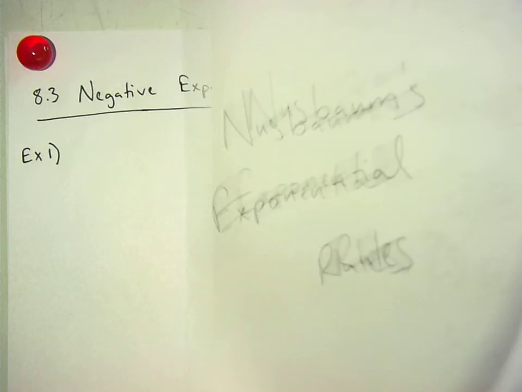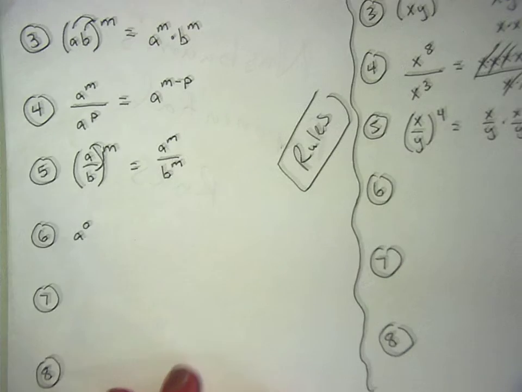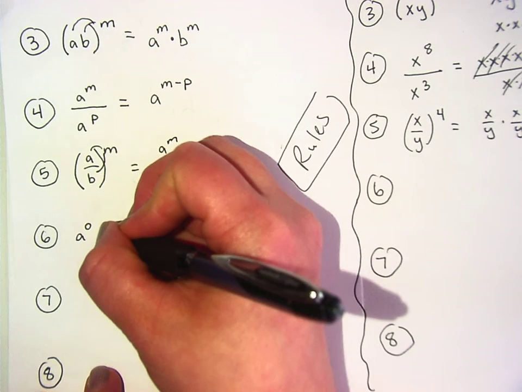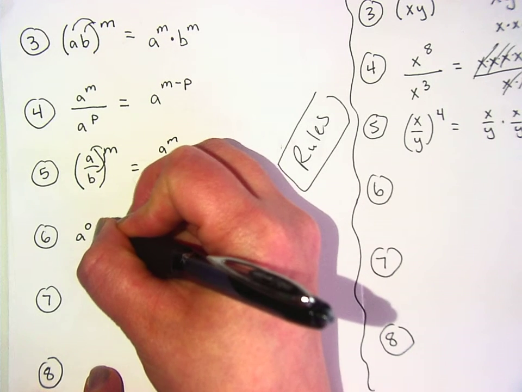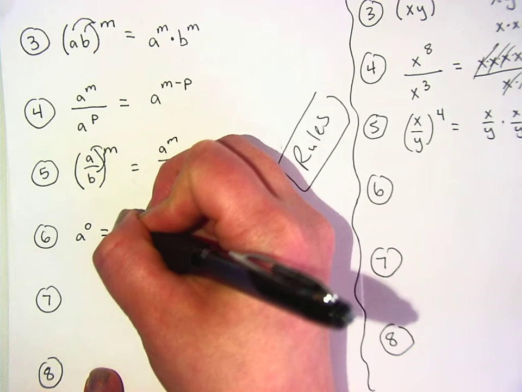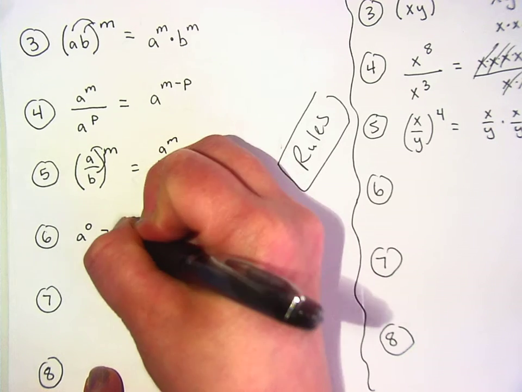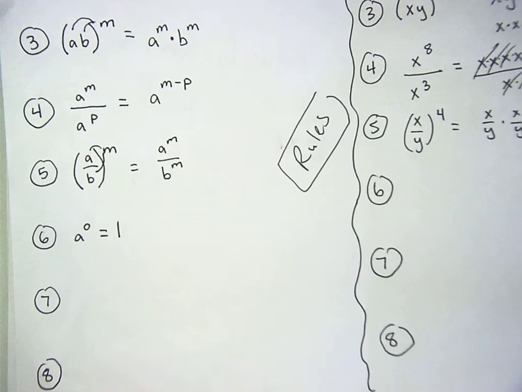All right, so rule number 6 is that anything to the 0 power is, anybody know? 1. Anything to the 0 power is 1.